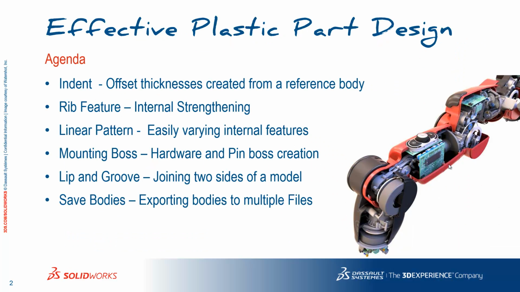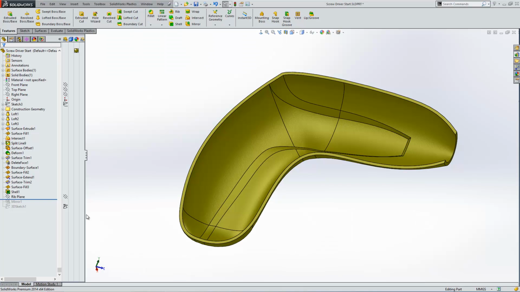The first thing we're going to have a look at is some of the features that you can use to create some of those complex items you often see within injection molded parts, things like mounting bosses, ribs. We'll use the indent feature as well to create some of the areas within the model, as well as possibly the save bodies tool.